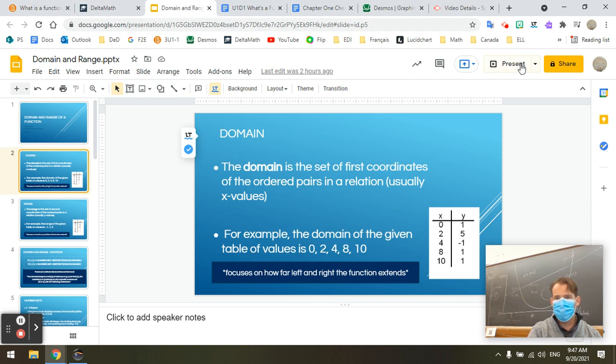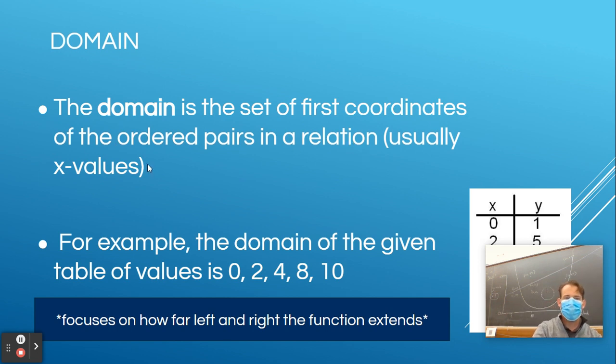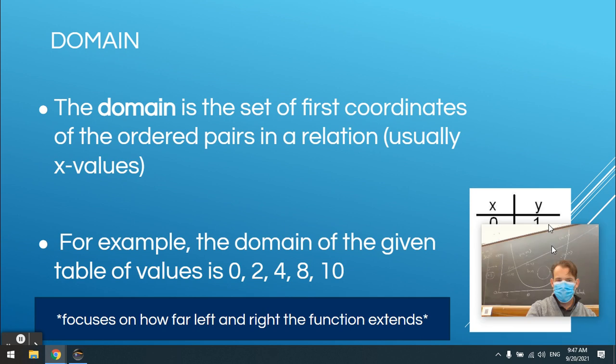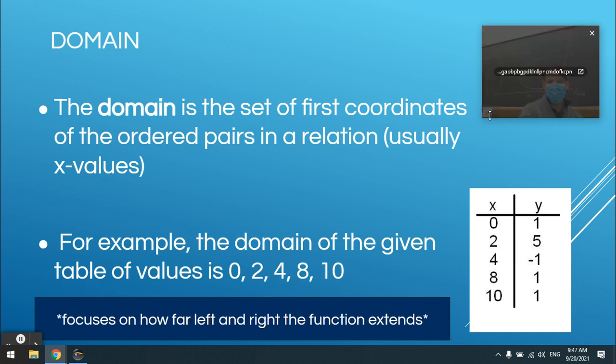The domain. The domain is the first set of coordinates of an ordered pair of a relation. These are the x values. Now, what are we talking about when we're talking about the domain of a function? If I have this function here, given by this table of values, first of all, is this a function? Yeah. Wow, how do you know, Rylan? There's no repeated x's, so it is definitely a function. Very good. And the domain of this function would be x could be 0, x could be 2, x could be 4, x could be 8, or x could be 10. Those are all the possibilities.